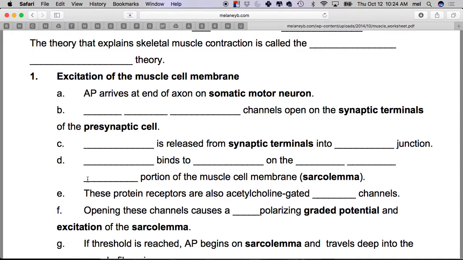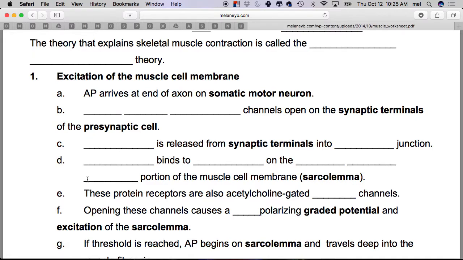Okay, these protein receptors that we just found are also acetylcholine-gated channels. Yes, sodium channels, exactly. Acetylcholine-gated sodium channels. Opening these sodium channels causes a blank polarizing graded potential and excitation of the sarcolemma. So we are at F. Yes, depolarization. Good. Quite a bit easier than motor end plate, right? So a depolarizing graded potential and excitation of the sarcolemma.